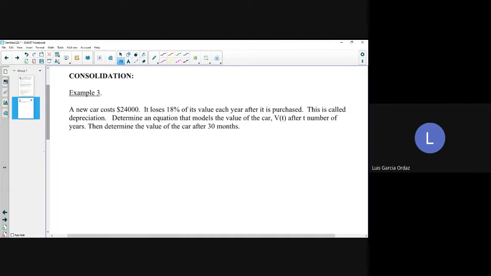So again, we're going to use our formula. P of N is equal to P0, and because of depreciation, it's 1 minus R to the power of T. I'm just writing down the general formula, and I'm going to change it after. Because you have to use V of T, we're going to change the P into a V and the N to a T.